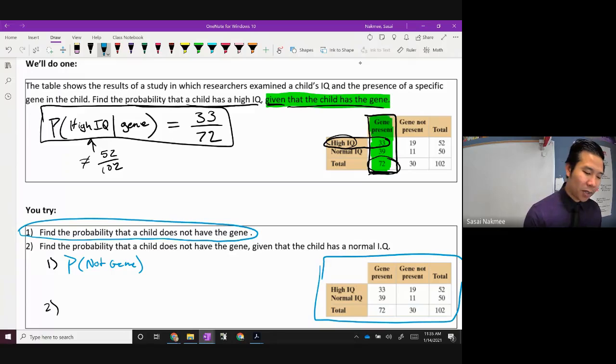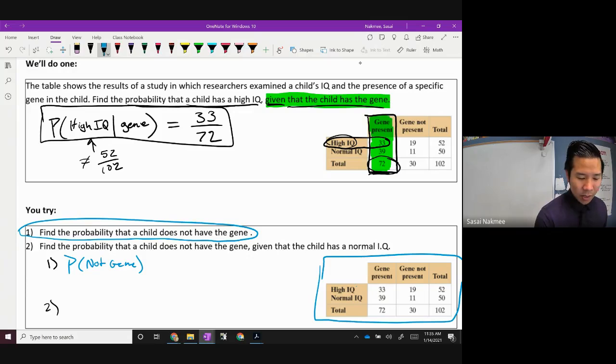No, we're not focusing on high IQs. We're only focusing on no genes, right? The gene is not present. So we don't actually care about the 52. We actually don't care about the 19. Well, we care about part of the 19. We care about all of the 19.